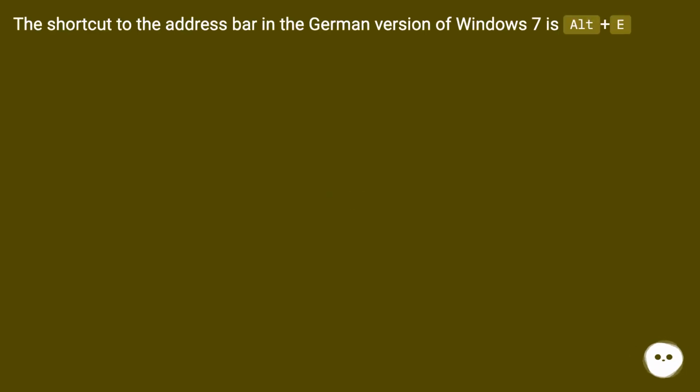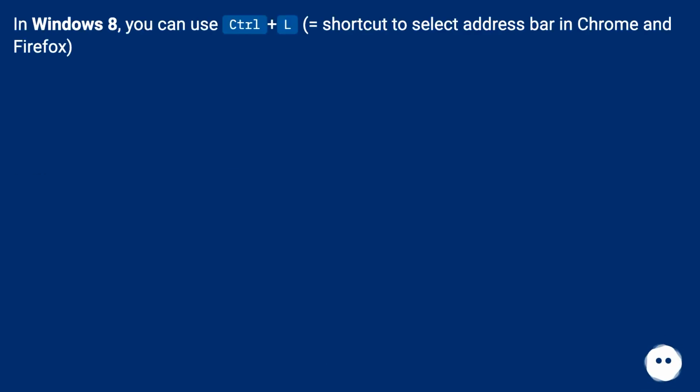The shortcut to the address bar in the German version of Windows 7 is Alt plus E. In Windows 8, you can use Ctrl plus L as the shortcut to select the address bar, as in Chrome and Firefox.